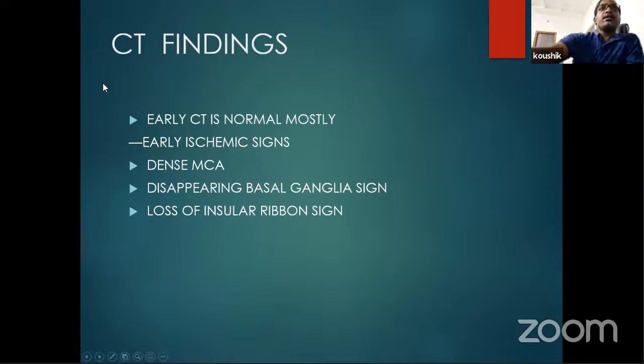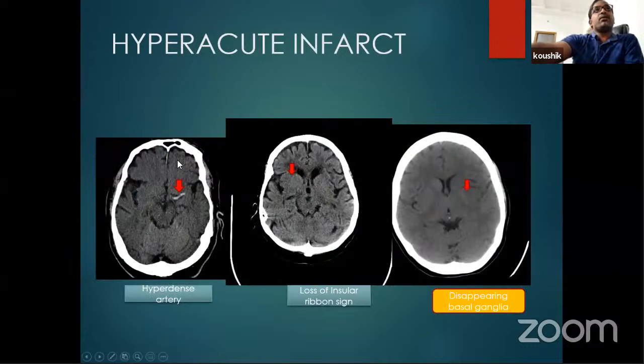So here comes the importance of the insula. If we see this, this is the hyperacute infarct. We have a hyperdense artery, that is a hyperdense MCA sign. Here is the M1 segment of the MCA, which is hyperdense. If there is a unilaterally hyperdense MCA, that indicates the patient is having a hyperacute infarct.